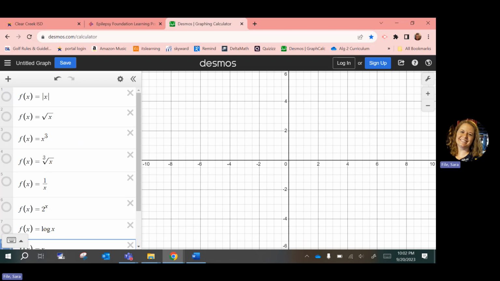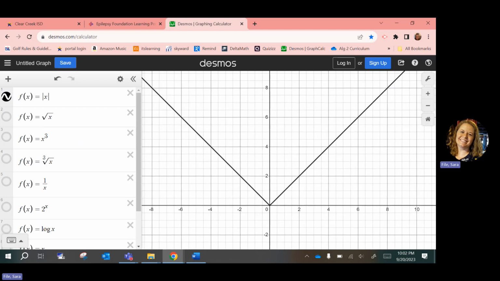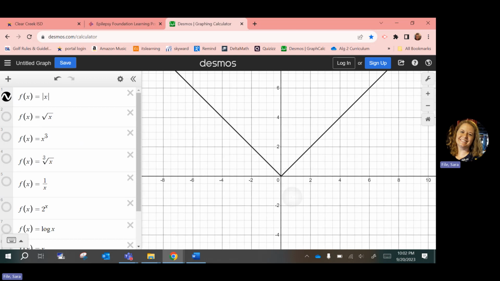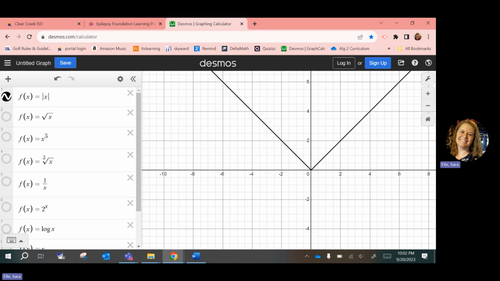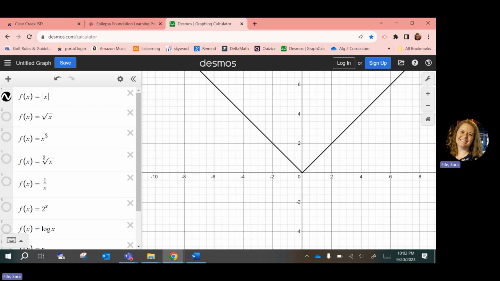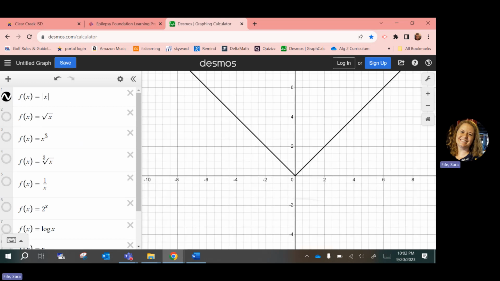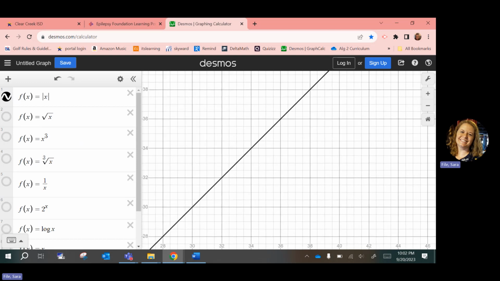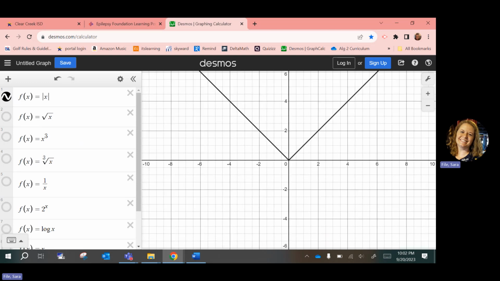So absolute value, I can just come over here and turn it on and see it. Okay, so here is my absolute value function. It's the V shape, so I want to know all those details about it. I'm looking at this graph, and this graph goes forever and ever, left and right. If I went up, that would keep going forever. It's never going to stop. And you can hit this little home button over here to go back to center.